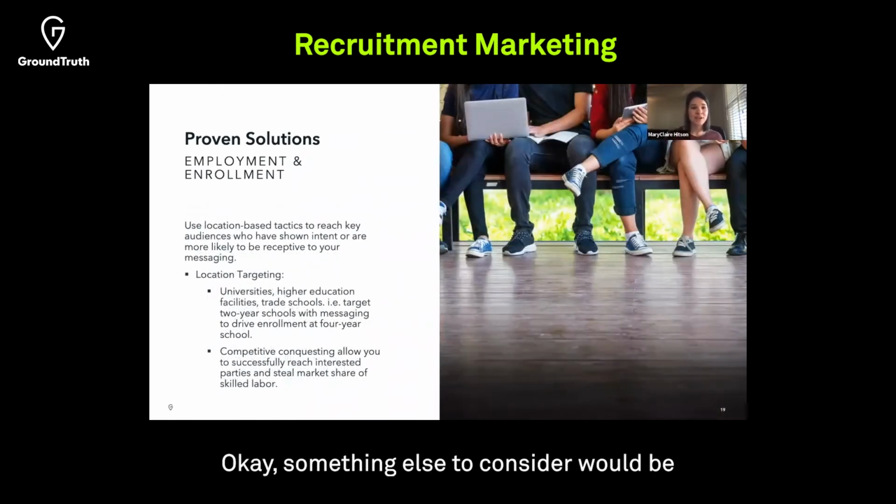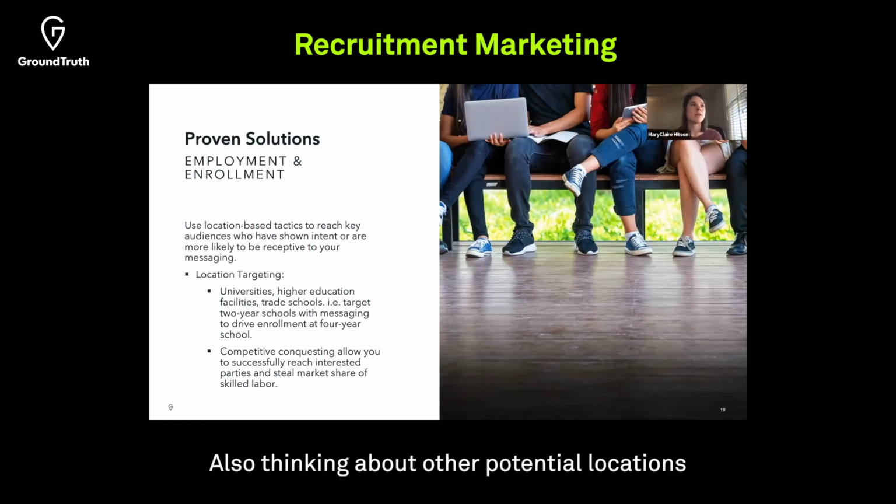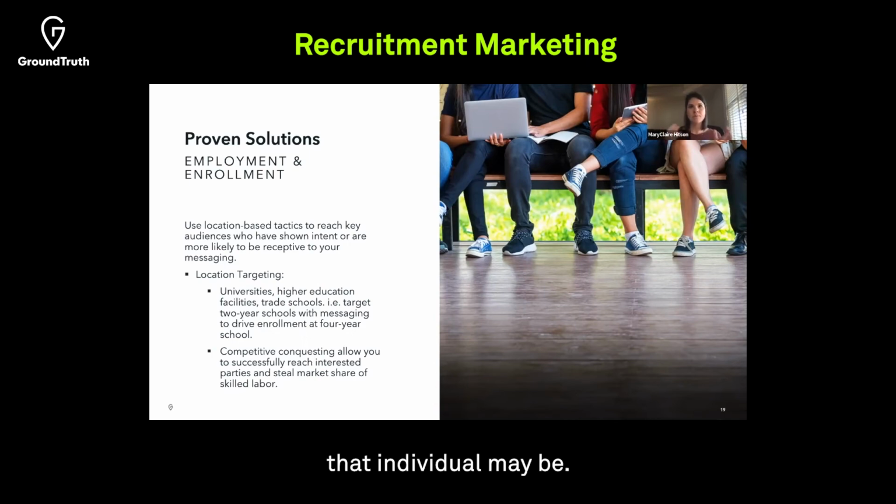Okay, something else to consider would be utilizing location targeting for enrollment, right? So for universities, higher educations, or trade schools, where you're wanting to target maybe a two-year school or a trade school or community school to drive enrollment at your university, this is a great way to do that. Also, targeting competitors, whether this is for universities or this is for B2B for something completely different, that's a very advantageous strategy, and utilizing radial fencing to create that retargeted audience is the best way to do that. Also thinking about other potential locations that an individual may be.